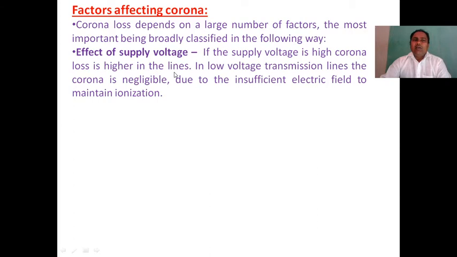Why? Because there is more voltage gradient present around the conductors. In low voltage transmission lines, the corona is negligible, meaning in distribution networks, because there is no sufficient electric field to maintain ionization.